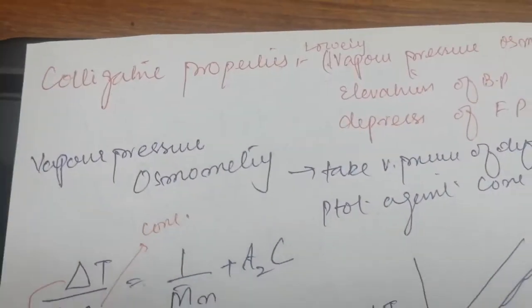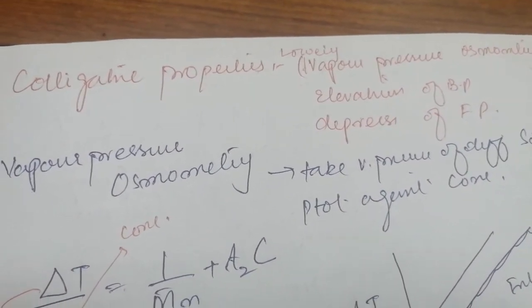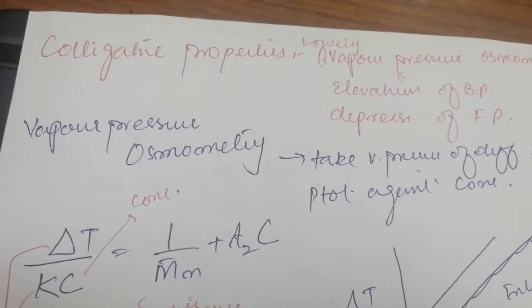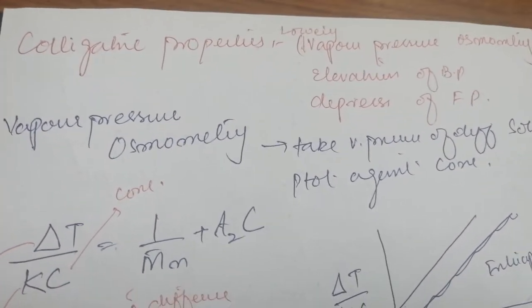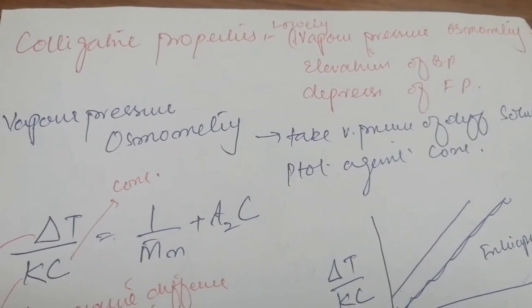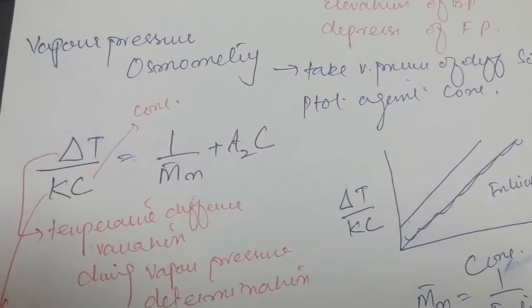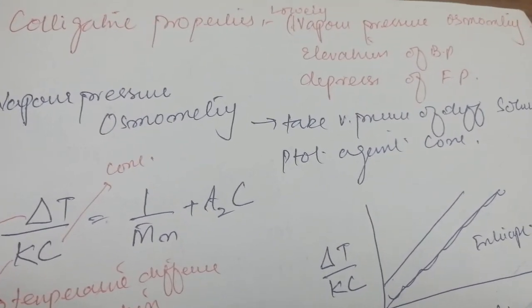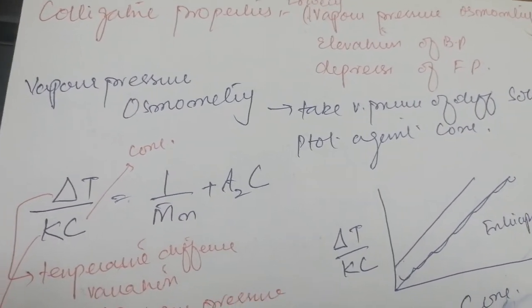Okay, and then next we have colligative properties to determine the molecular weight of the polymer, right? We have three different types of colligative properties: lowering of vapor pressure, which is the most commonly used technique to determine the molecular mass, then elevation of boiling point and depression of freezing point, right?